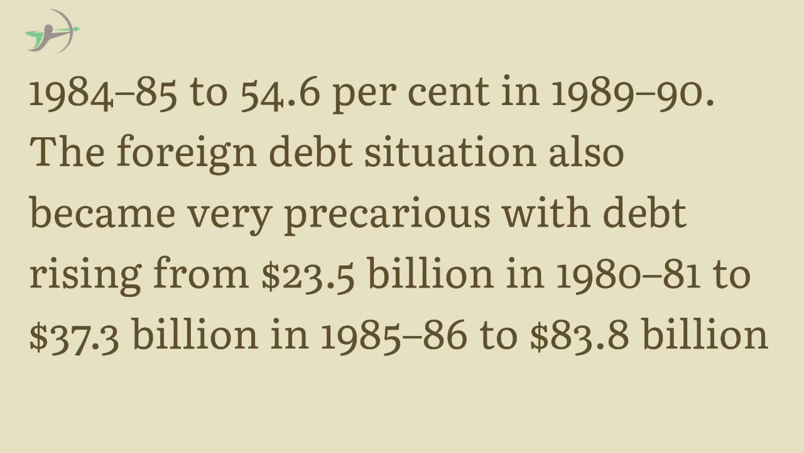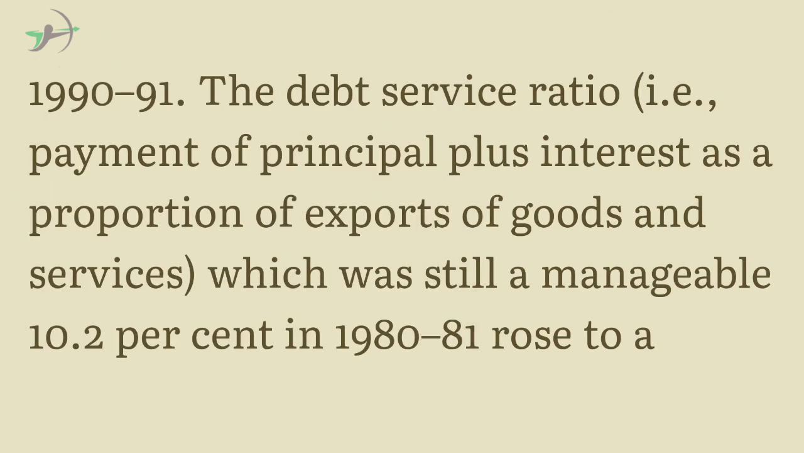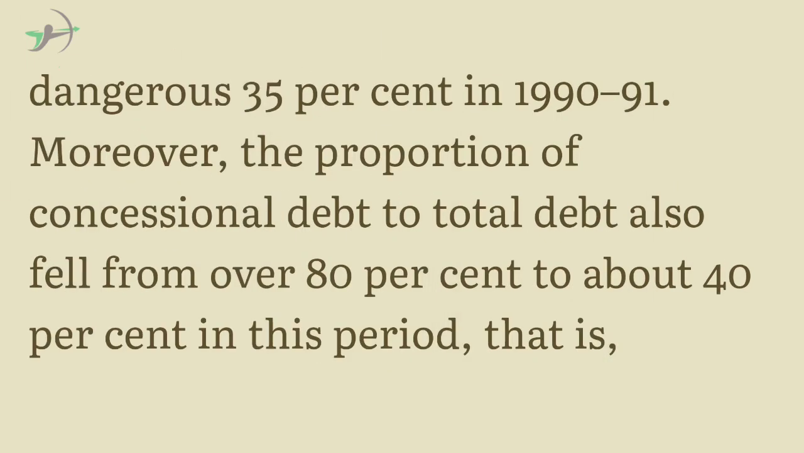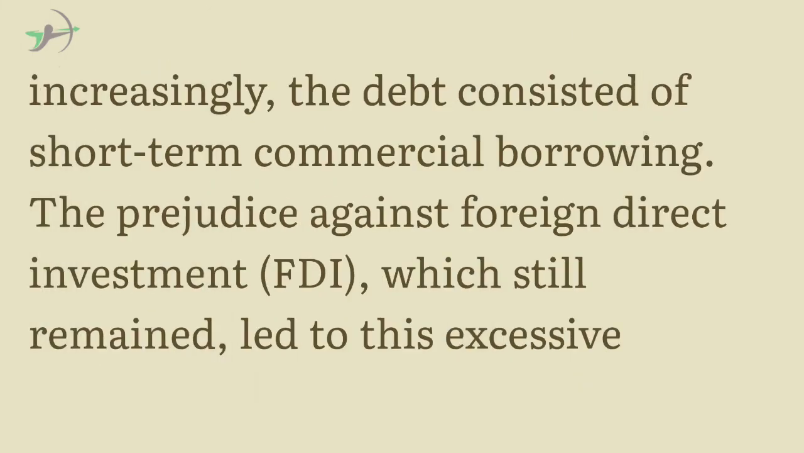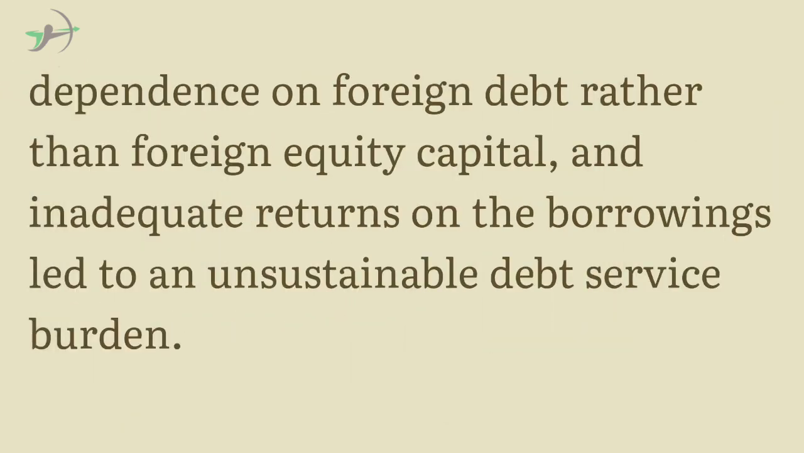The foreign debt situation also became very precarious, with debt rising from $23.5 billion in 1980-81 to $37.3 billion in 1985-86 to $83.8 billion in 1990-91. The debt service ratio, i.e., payment of principal plus interest as a proportion of exports of goods and services, which was still a manageable 10.2% in 1980-81, rose to a dangerous 35% in 1990-91. Moreover, the proportion of concessional debt to total debt also fell from over 80% to about 40% in this period. That is, increasingly, the debt consisted of short-term commercial borrowing. The prejudice against foreign direct investment (FDI), which still remained, led to this excessive dependence on foreign debt rather than foreign equity capital, and inadequate returns on the borrowings led to an unsustainable debt service burden.